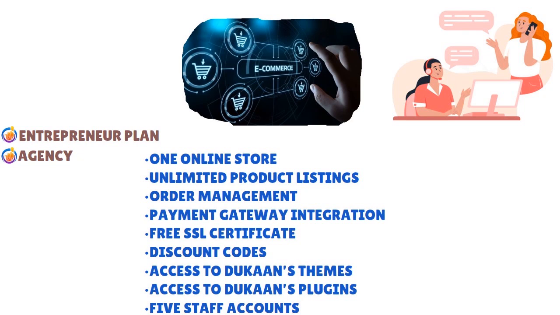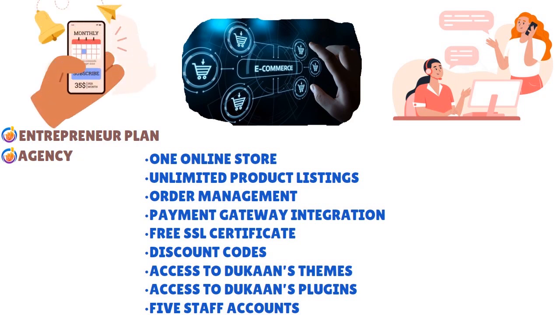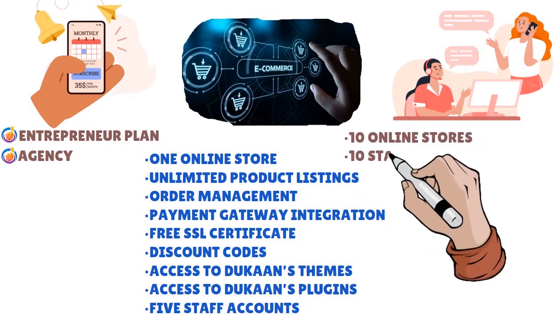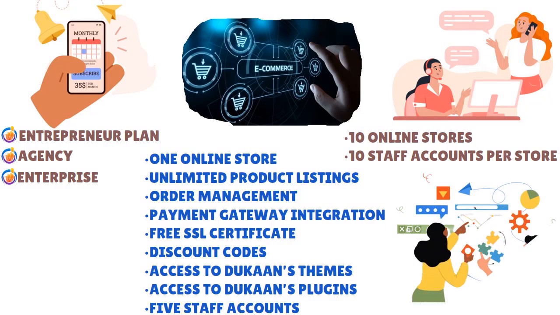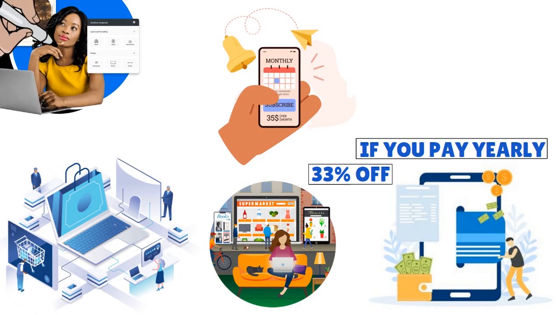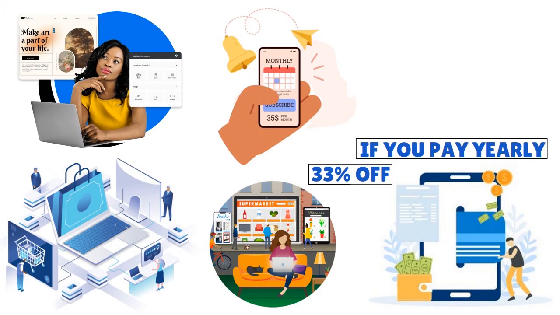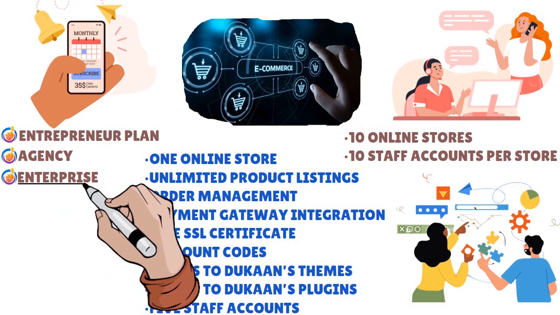And if you are an agency, basically, if you contact Dukaan and say you are an agency, the agency plan has flexible monthly and annual payment options. So with the agency plan, you get everything in the entrepreneur plan, plus 10 online stores and 10 staff accounts per store. If you're an enterprise, you have another solution from Dukaan. If you want to take your business to the next level, you need a customized e-commerce solution tailored to your specific needs. So that's really where Dukaan's enterprise plan comes in.